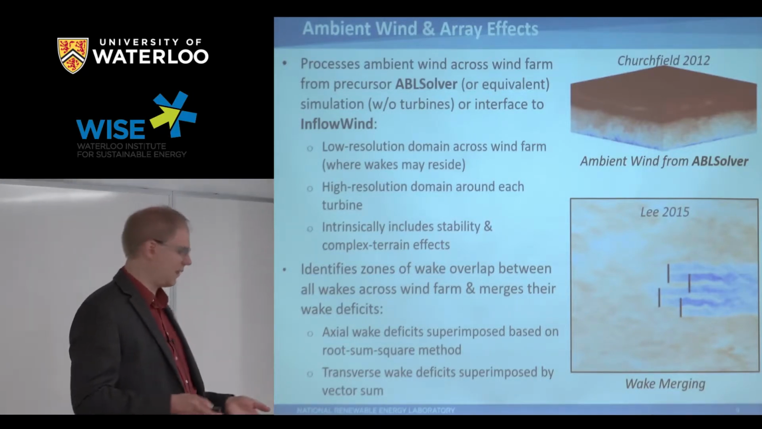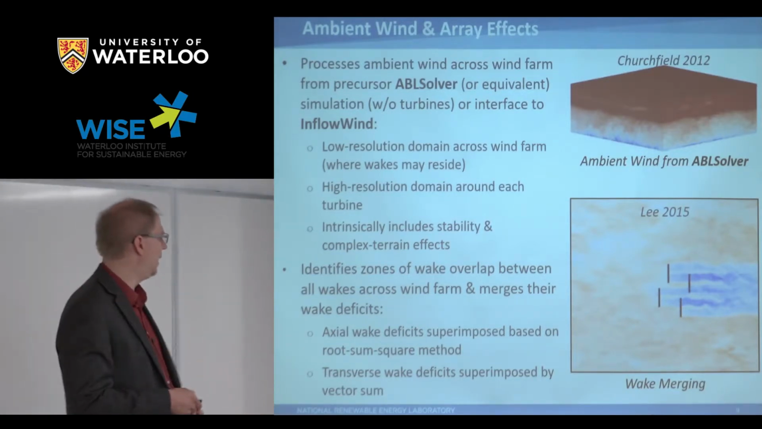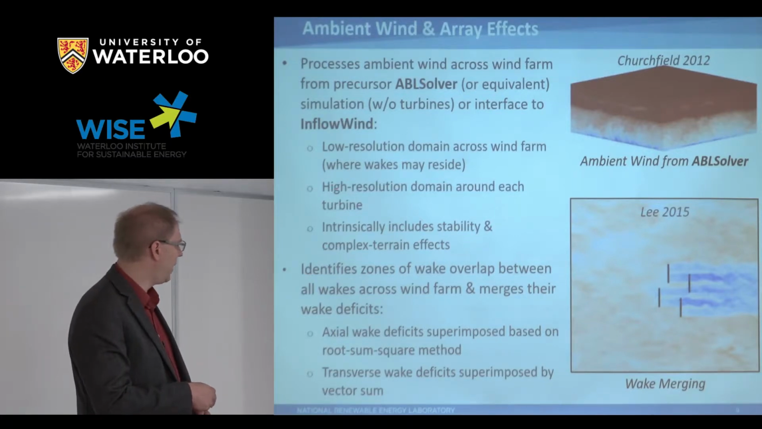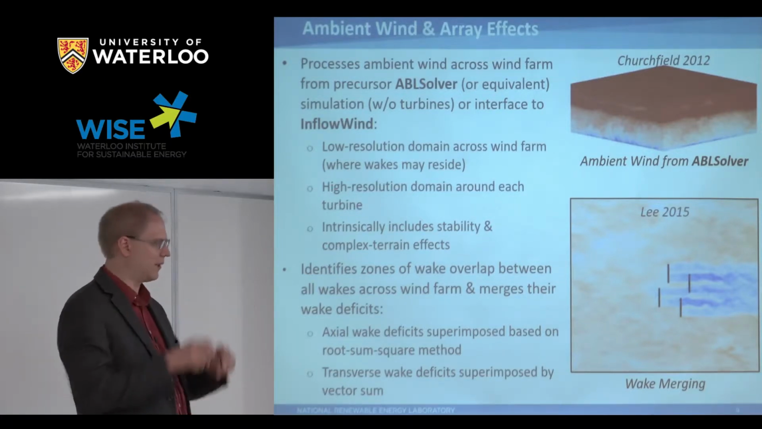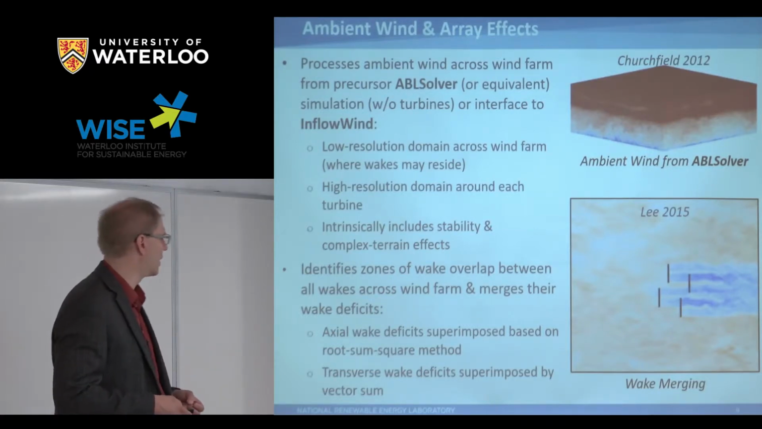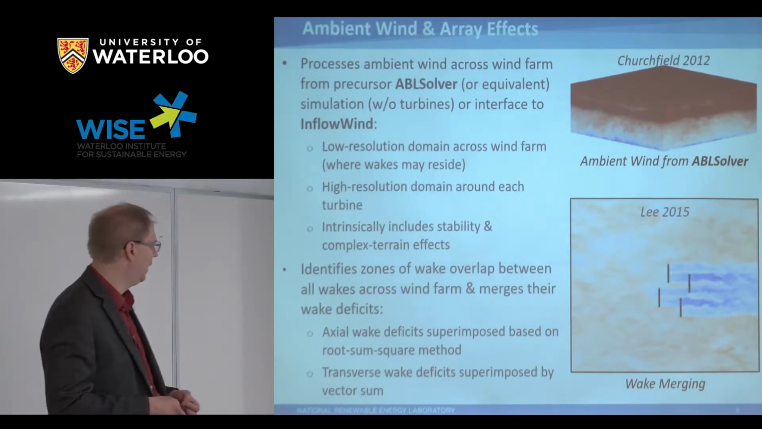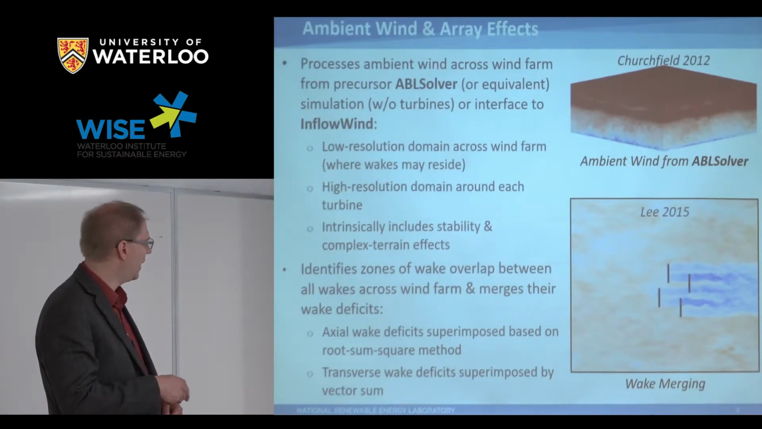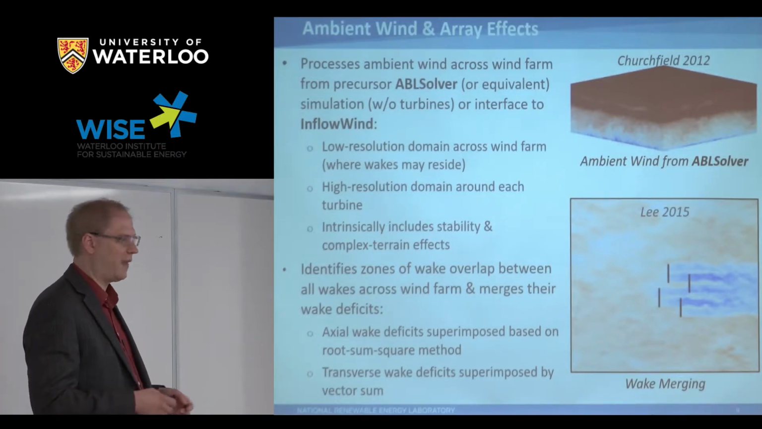But because 20 meters is too coarse for a normal wind turbine simulation, we also allow the ability to basically do higher res solutions around a turbine if you really need that physical flow structure to get the structural loading right. And because you can base it on an LES domain, you can also basically intrinsically include the effects of atmospheric stability and complex terrain if you have that sort of condition.